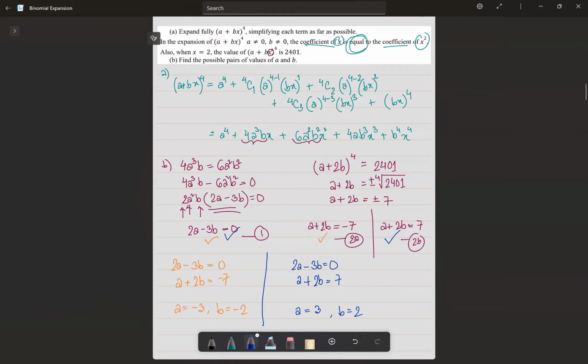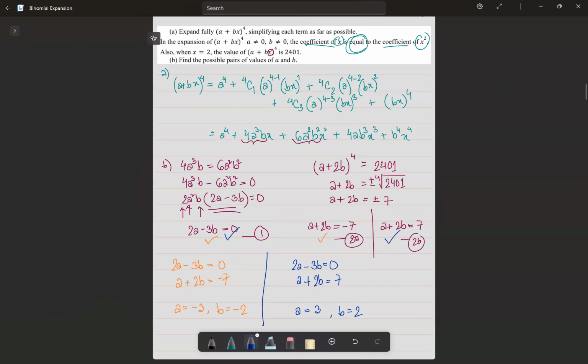And for finding out those values, the first condition given to us was that in the expansion, the coefficient of x is equal to the coefficient of x square. The coefficient of x is given to you. The coefficient of x square is also given to you. You have yourself found that out in the first part. So taking those two, we found an equation. Then for the next equation, it is said that when the value of x is 2, the value of (a + bx) to the power 4 is 2401. So in place of x, you put the value of 2, and then from there you formed another equation.